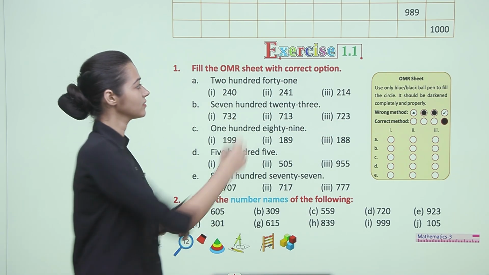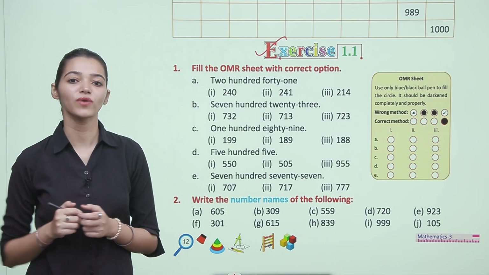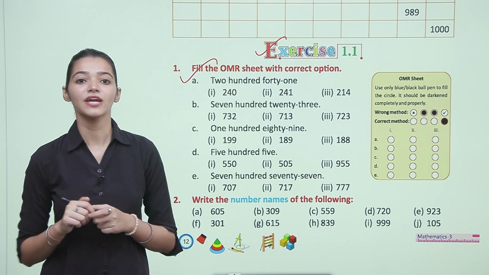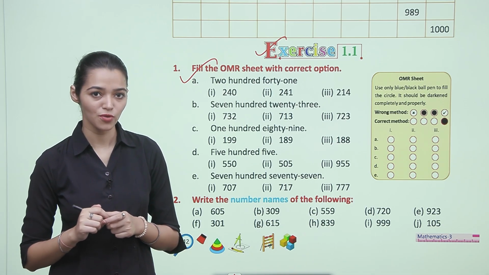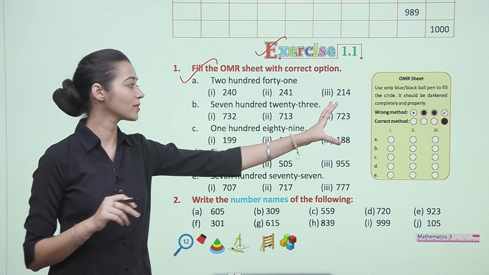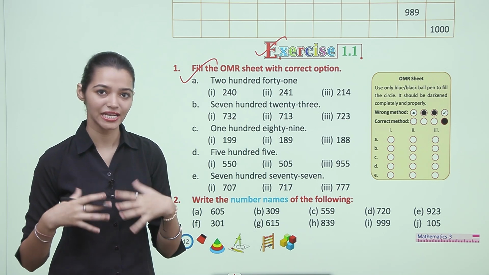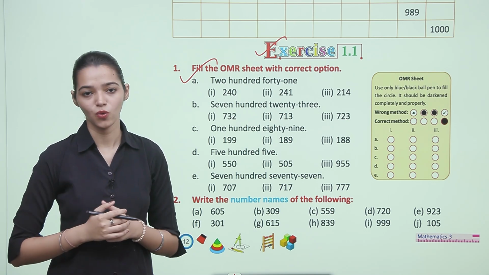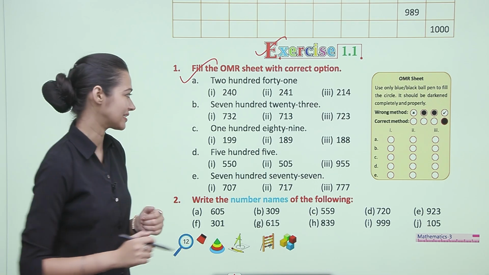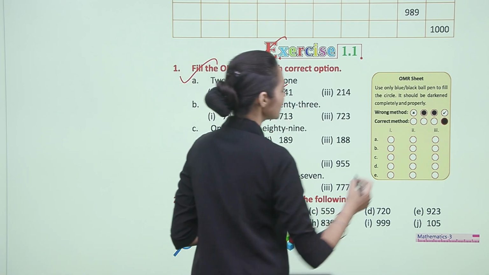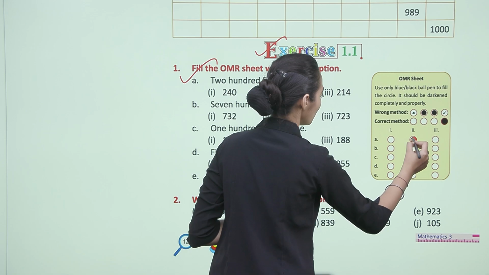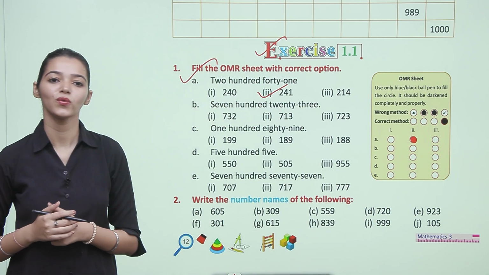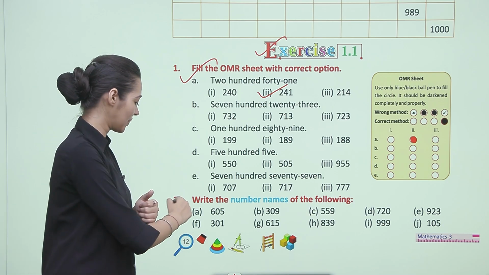Now let's start with Exercise 1.1. Let's look at the first part. In the first part, we have to fill in the OMR sheet with the correct options. We have to fill this OMR sheet with the correct answer that we have selected. Now let's look at the first one, 241. Which one is the correct answer? Right, that is the second option. We will fill this OMR like this. That's how you can solve the remaining parts.